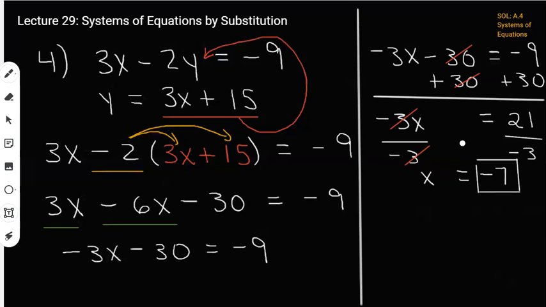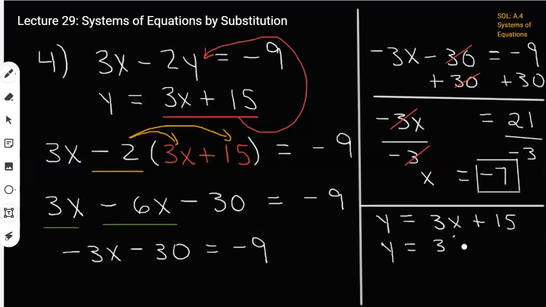So now, once you know what x is, you can solve the puzzle by plugging it back in, right? I'll do that at the bottom. Usually I plug it back into the easiest equation, and that's going to be the bottom equation, y equals 3x plus 15. So I'm going to let x be -7 and see what happens. It should give me a whole number for my answer.